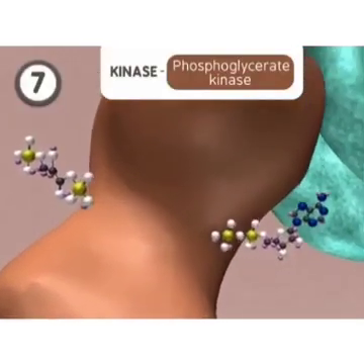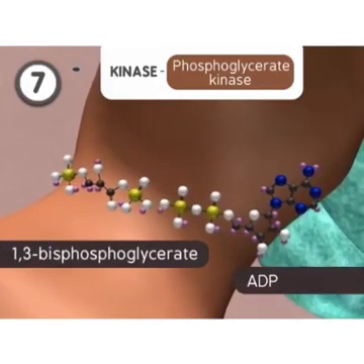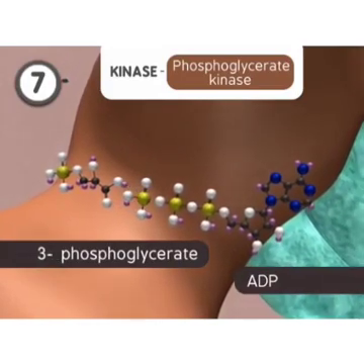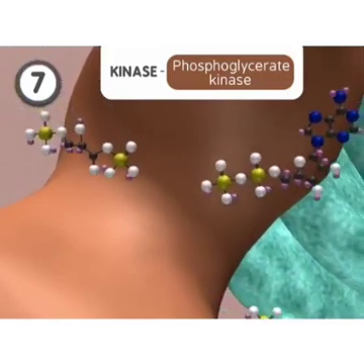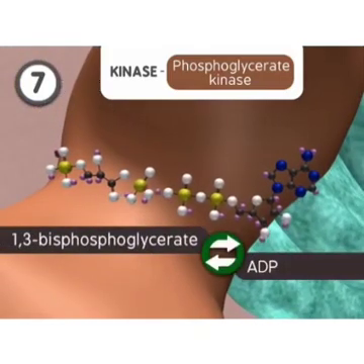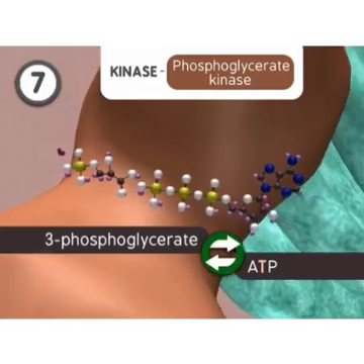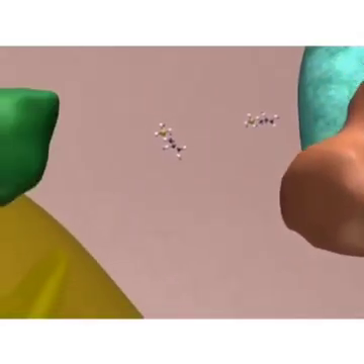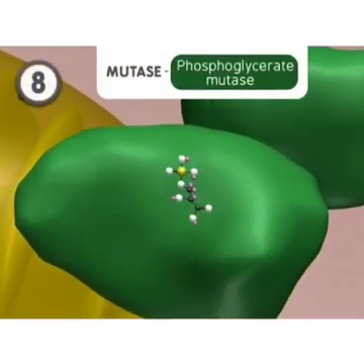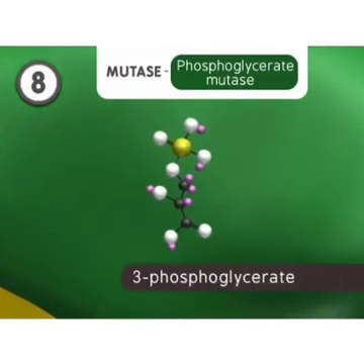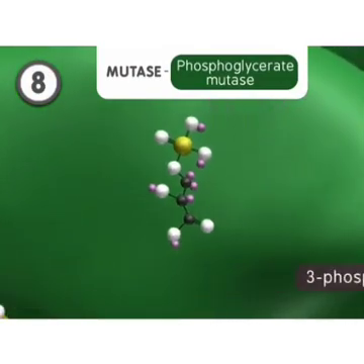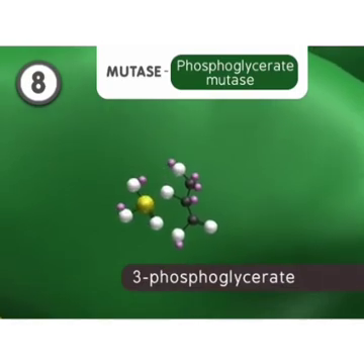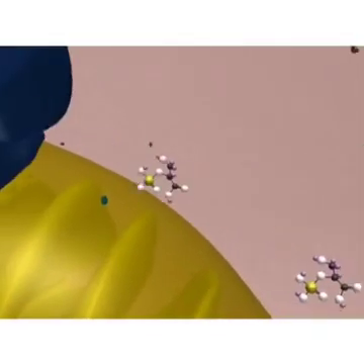In step 7, a kinase transfers a phosphate from 1,3-bisphosphoglycerate to ADP to form ATP and 3-phosphoglycerate. This step is reversible even though ATP is formed. The next step involves a mutase reaction that moves the phosphate on the third carbon of 3-phosphoglycerate to the second carbon position to form 2-phosphoglycerate.